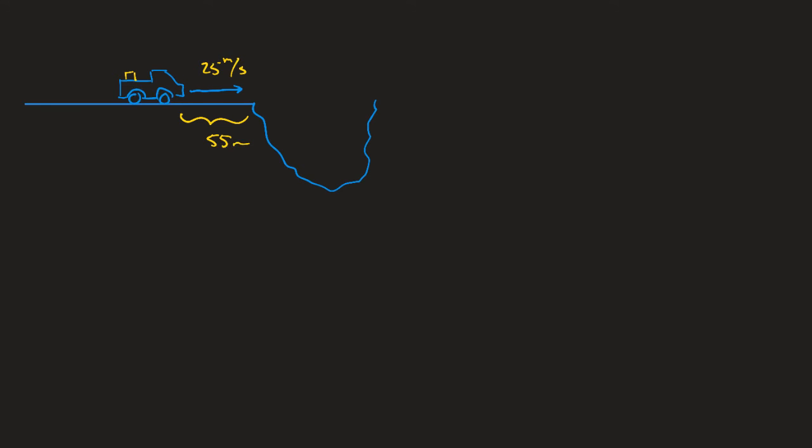Because we know that force is all about acceleration. So if I assume I can stop the truck in time, I can figure out what acceleration is required to stop the truck. This will tell me the acceleration required to stop the truck. 25 squared divided by 110. So 5 point something? So negative 5.68 meters per second squared.